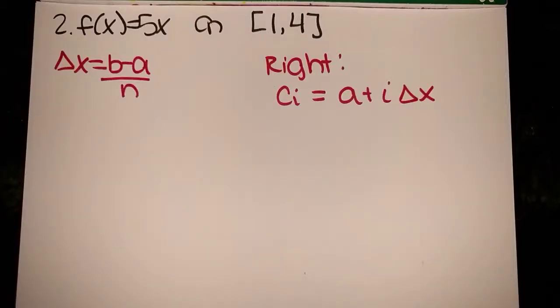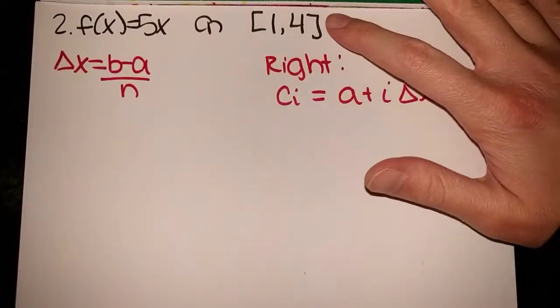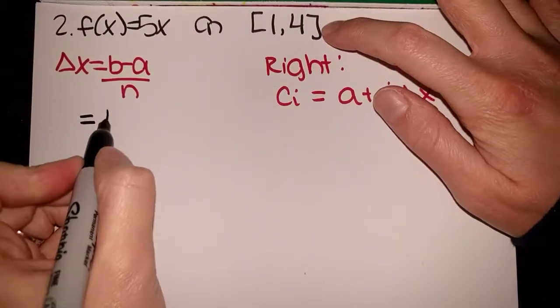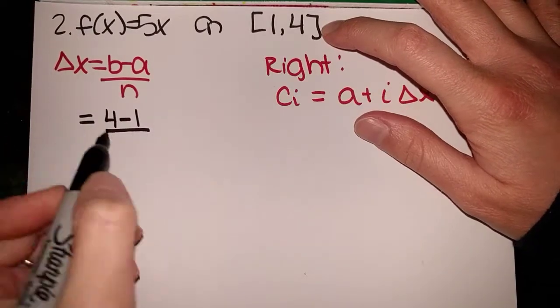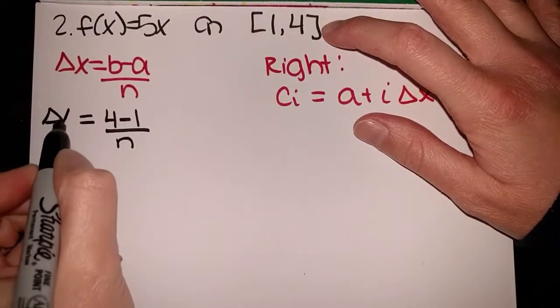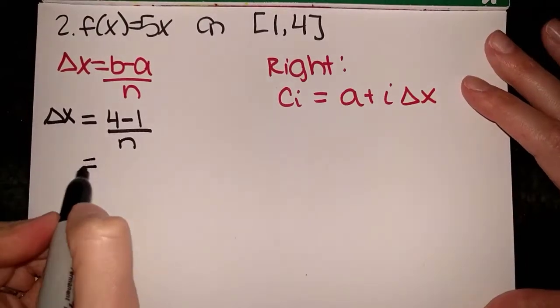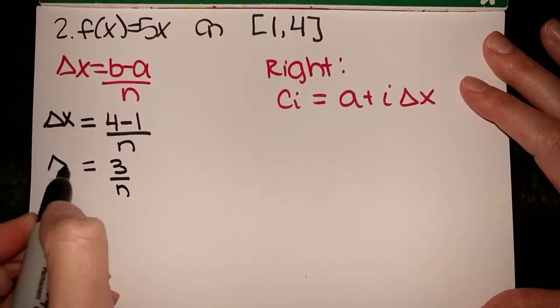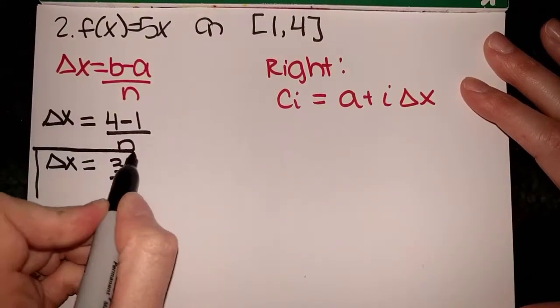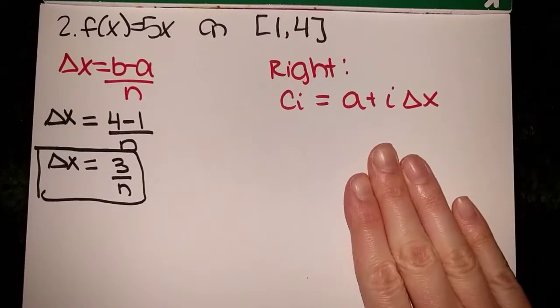Our first step is to figure out what our delta x is. That's our b minus a over n. So we'll have 4 minus 1 over our n. And remember, we're doing this for a generic n, so it's just going to be equal to 3 over n as our delta x.